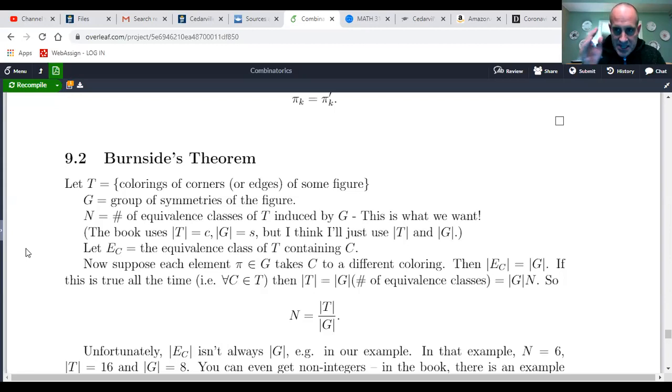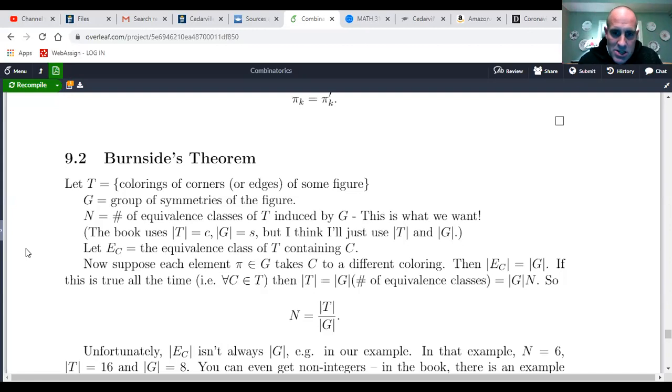Look, by definition, it's in the equivalence class if there is a permutation that moves me from that coloring to any other coloring in that equivalence class. That's what the definition of that equivalence class is. So once again, I start with any coloring in the equivalence class and apply every element of the group, then that's going to actually exhaust all of the equivalence class, okay?